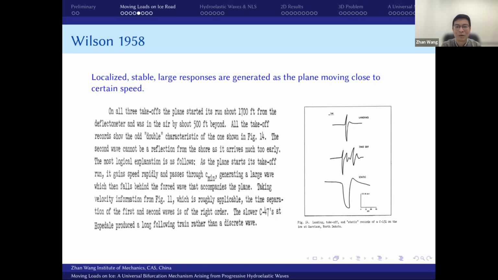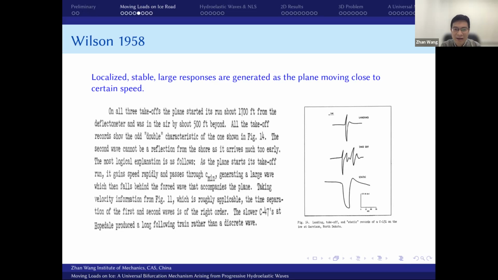And in the report, he said all the takeoff records show the odd double characteristic of the one shown in figure 14. So the right figure is figure 14. So the second wave cannot be a reflection. And the middle figure in figure 14 is the takeoff record. There are two waves in the figure. The second wave cannot be a reflection from the shore as it arrives much too early. So the most logical explanation is as follows.